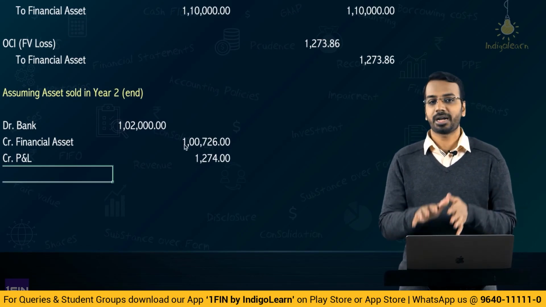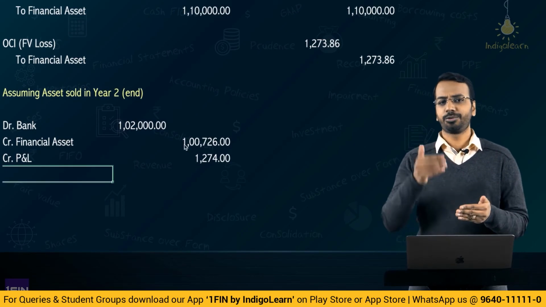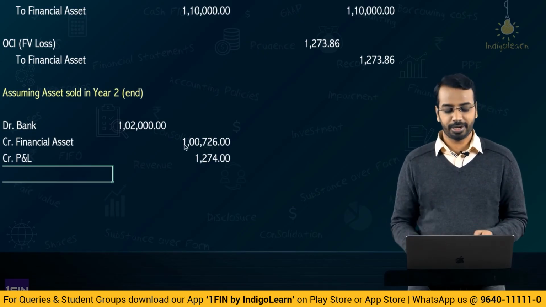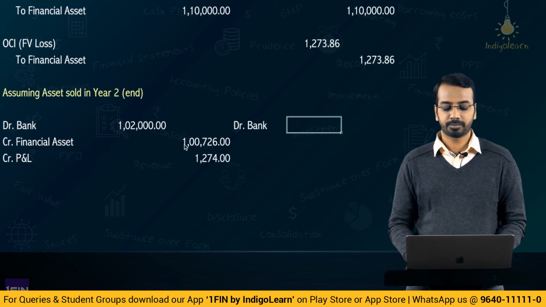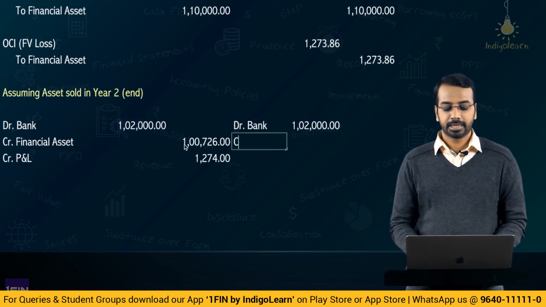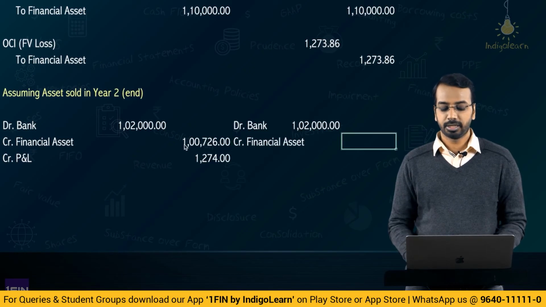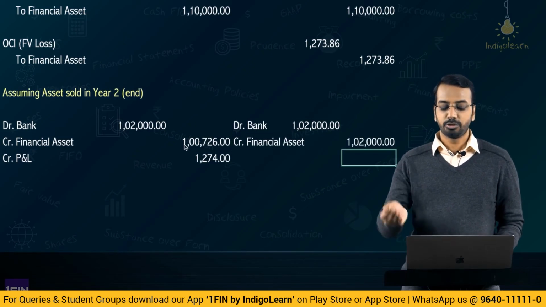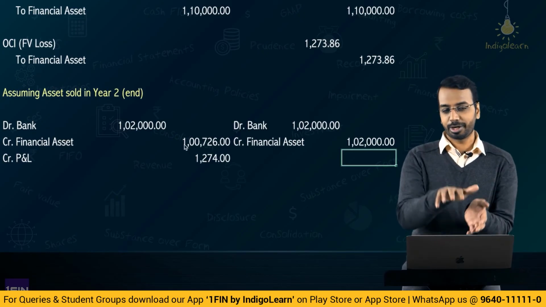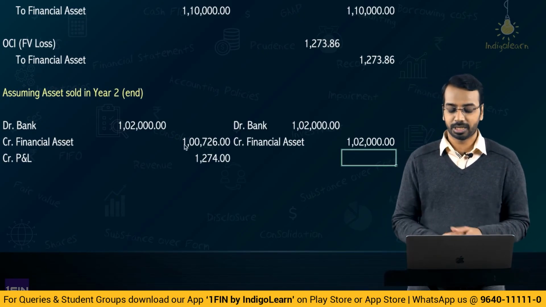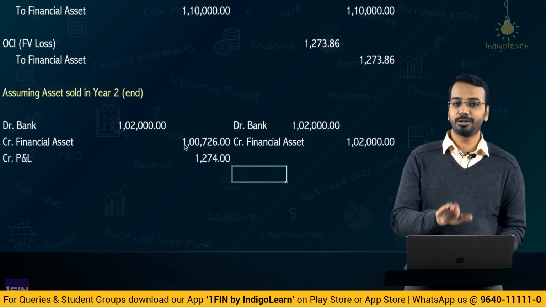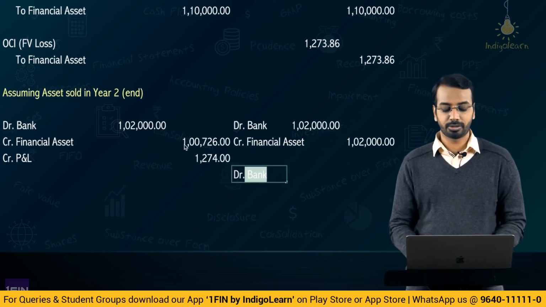Now, coming to the other part, FVOCI, assume for a moment after doing the fair valuation you have sold it off, right. So, in that case what will you get? You will get bank, so debit bank 1,02,000, credit financial asset, this also will be 1,02,000 because you have already done the fair valuation, you have already brought the asset to its fair value and you will get 1,02,000. But then whatever is the balance in OCI will be transferred to P&L. So, you will do debit OCI, credit P&L.